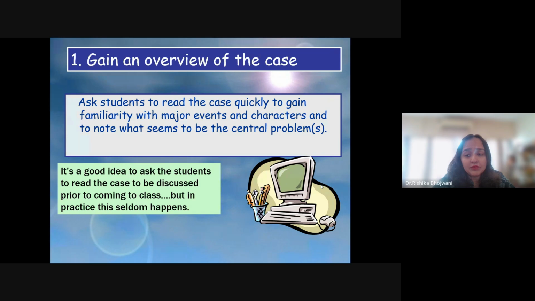Also ask the students about the problem. It can be any problem in the situation. Try to ask the 4 W's: who, what, where, and when of the situation. In any case, these 4 W's should be there. That should be the first aim for the students to check when they look at the case.